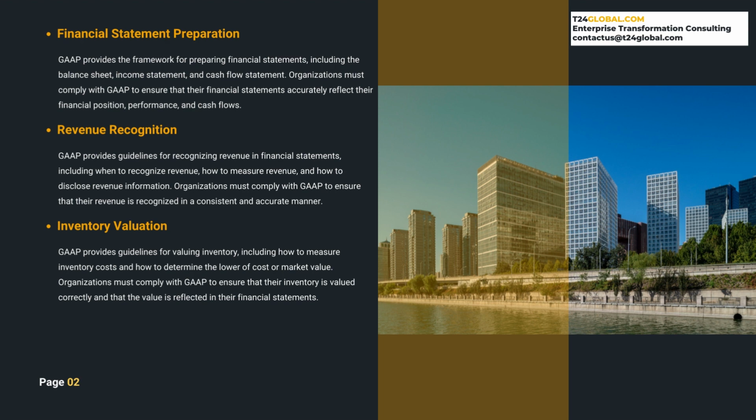3. Inventory valuation. GAAP provides guidelines for valuing inventory, including how to measure inventory costs and how to determine the lower of cost or market value. Organizations must comply with GAAP to ensure that their inventory is valued correctly and that the value is reflected in their financial statements. This is important for businesses as inventory is often a significant asset, and its accurate valuation is crucial for financial reporting. For example, if a business overvalues its inventory, it may appear more profitable than it actually is.